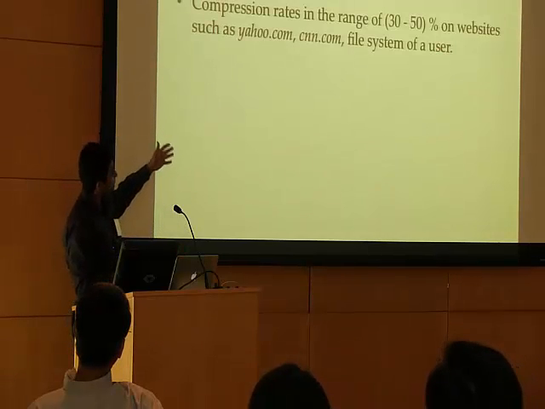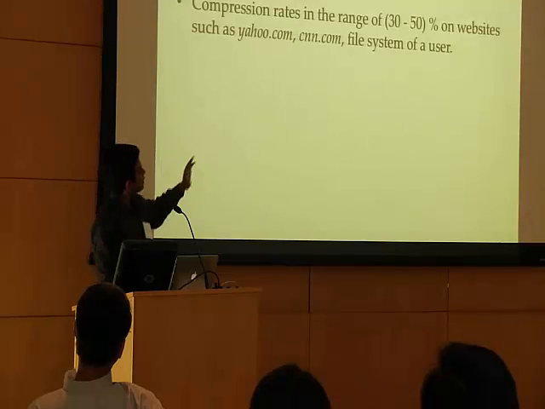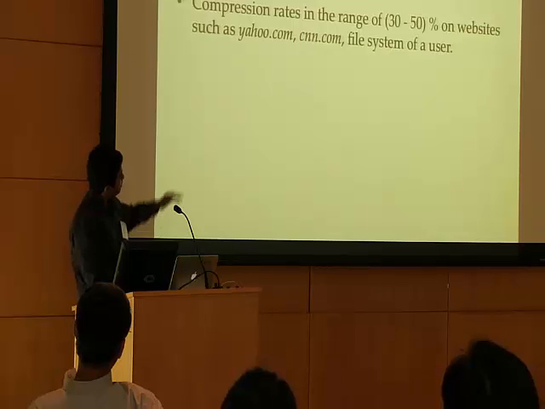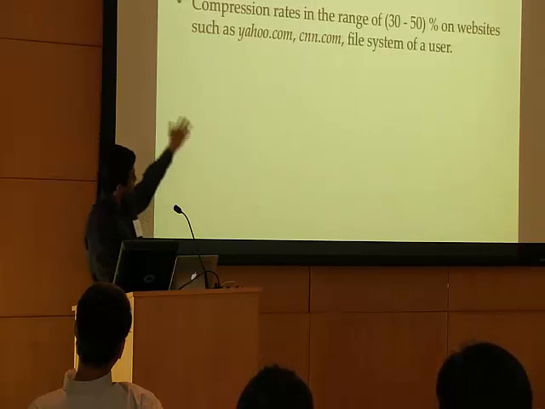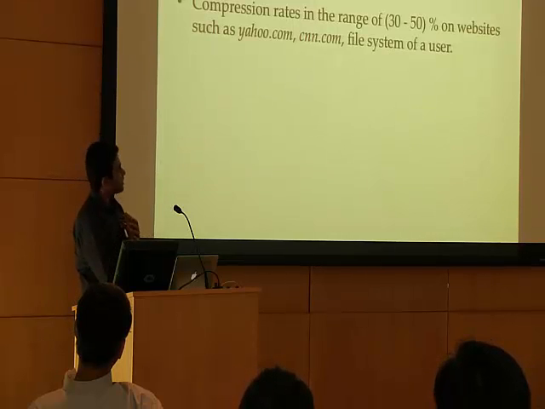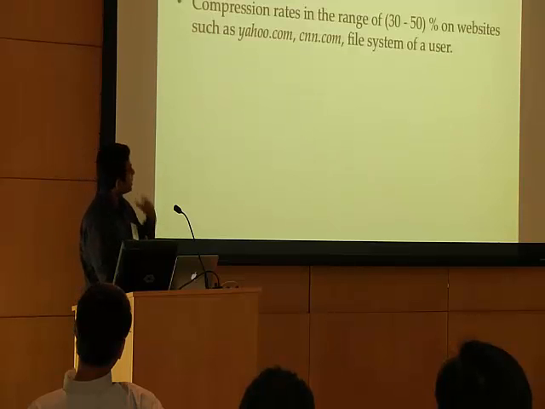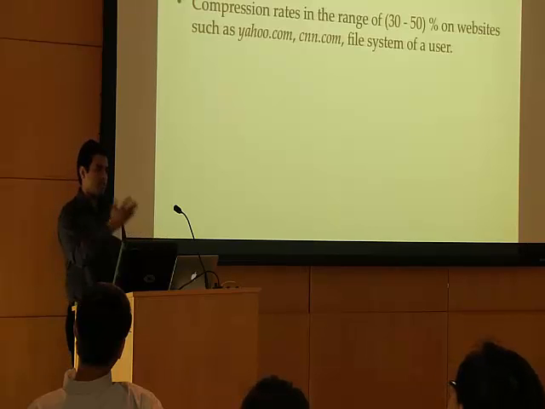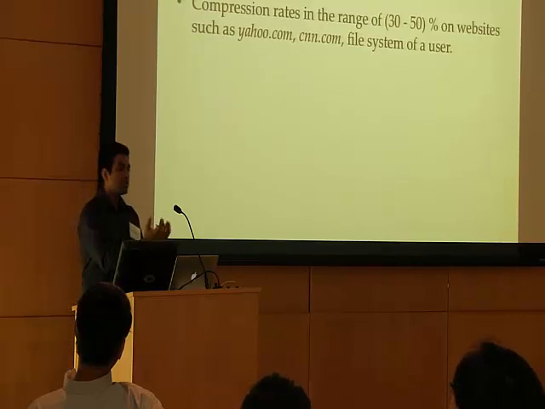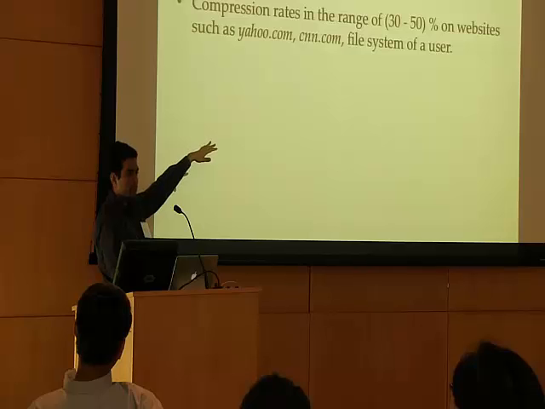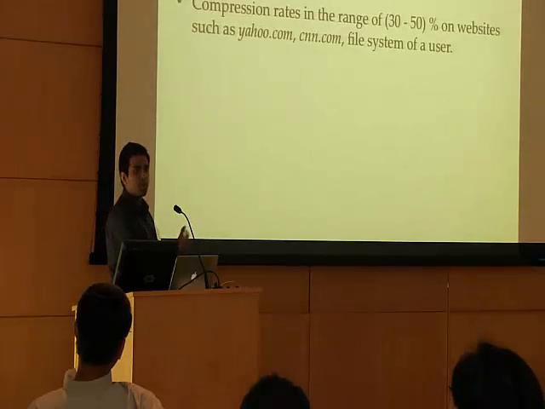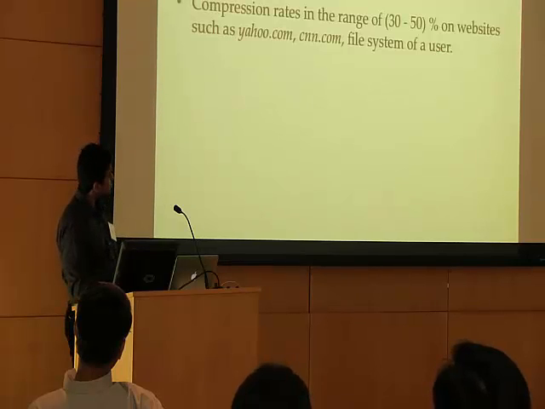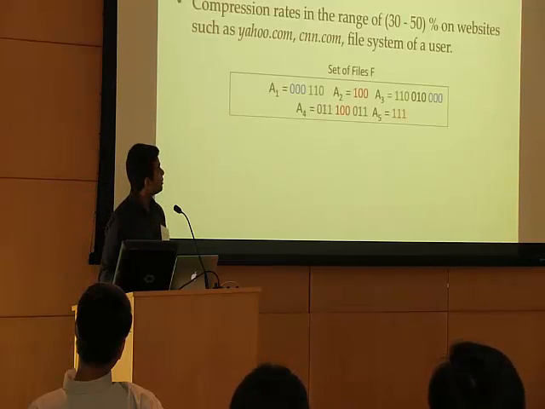And it has been shown by a lot of results that compression rates in the range of 30 to 50% or even more can be obtained on places where you don't expect that much reduction, like web pages taken randomly from yahoo.com or CNN, file systems of a user. If the files are just versions of each other and you're told that they're very similar to each other, then you expect this kind of compression. But the beauty behind deduplication is it shows that even when there is no such expectation, you get a lot of compression. So let me just go through a very simple example.